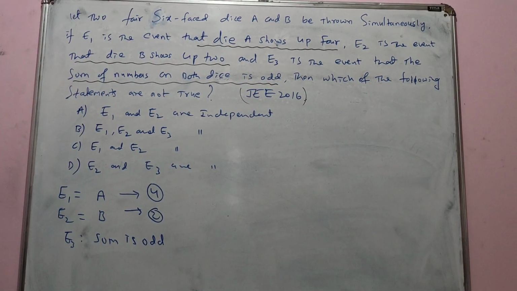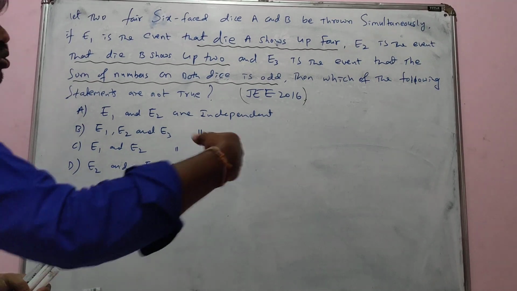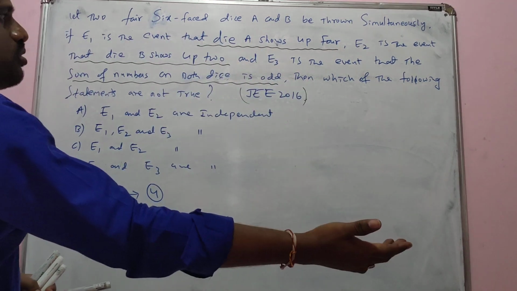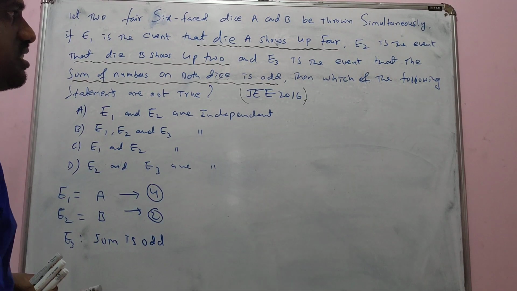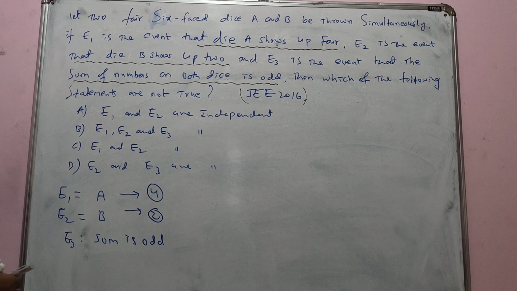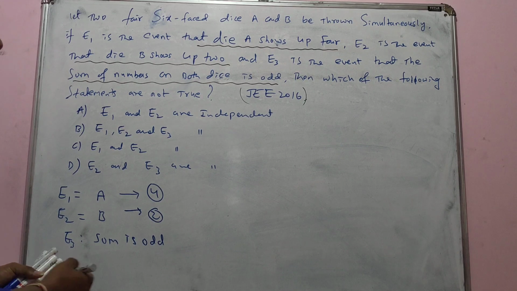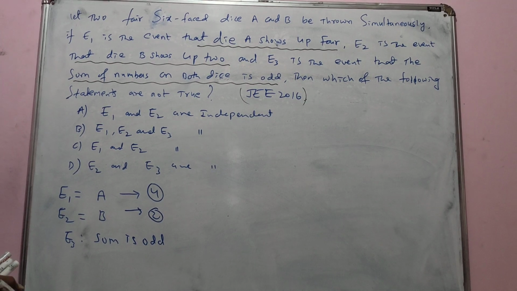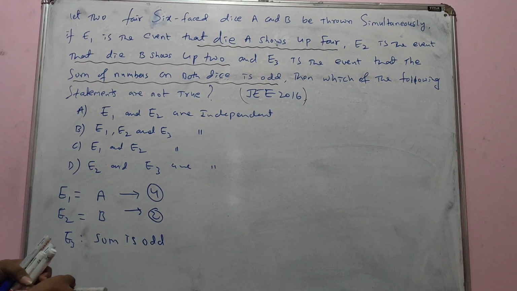Okay, let us discuss this question. Two 6-faced dice A and B are thrown simultaneously. E1 is the event that die A shows up 4. E2 is the event that die B shows up 2. E3 is the event that the sum of the numbers on both dice is odd. Then which of the following statements are true? Option A: E1 and E2 are independent, E2 and E3 are independent. You need to find which of the following is correct, and this is a JEE Mains question, so one of the options is correct.